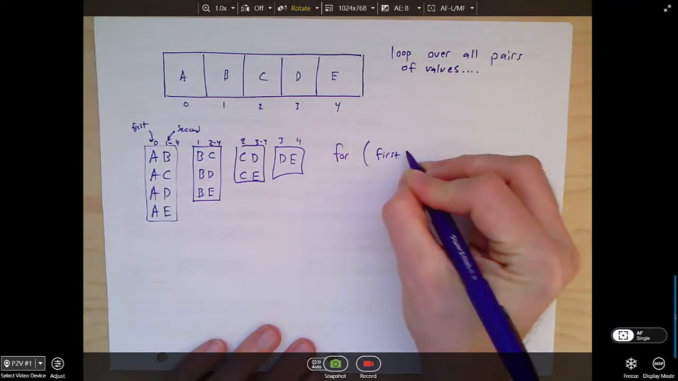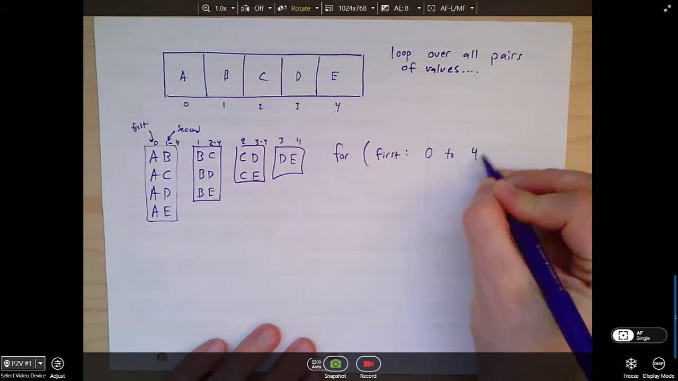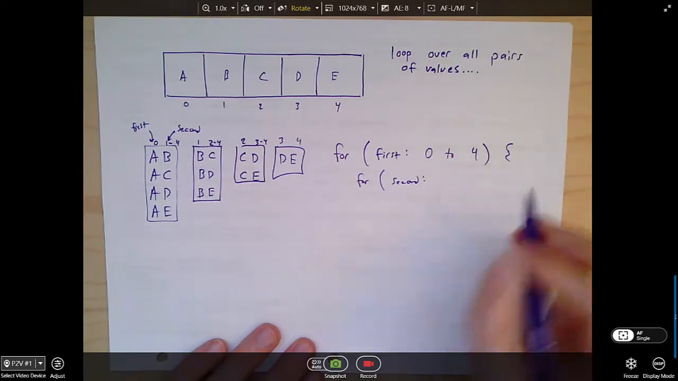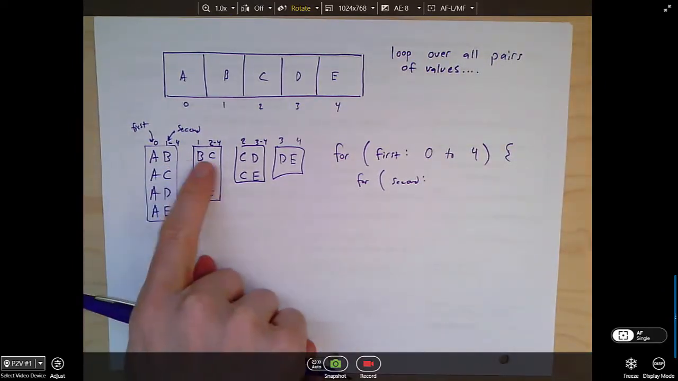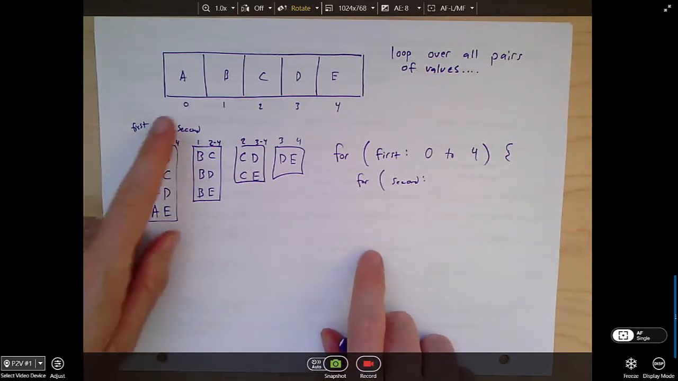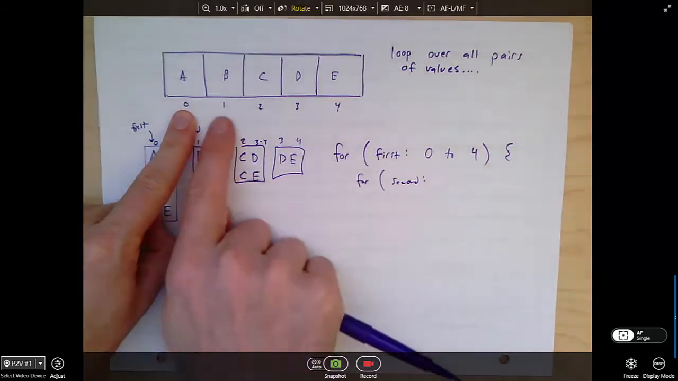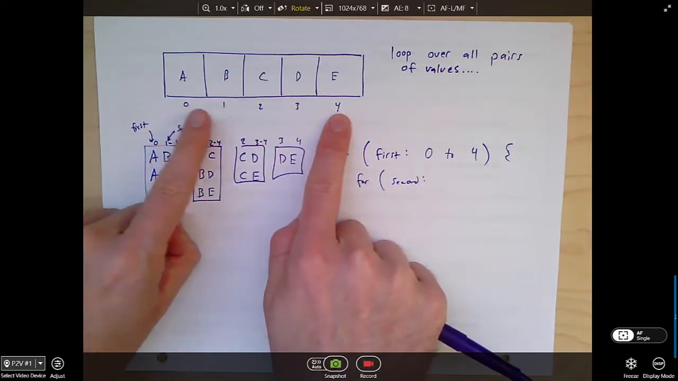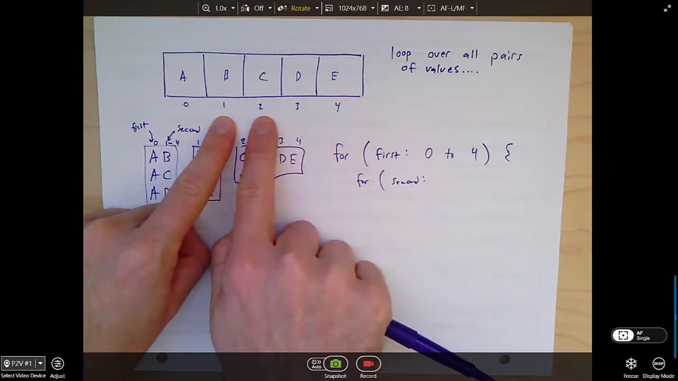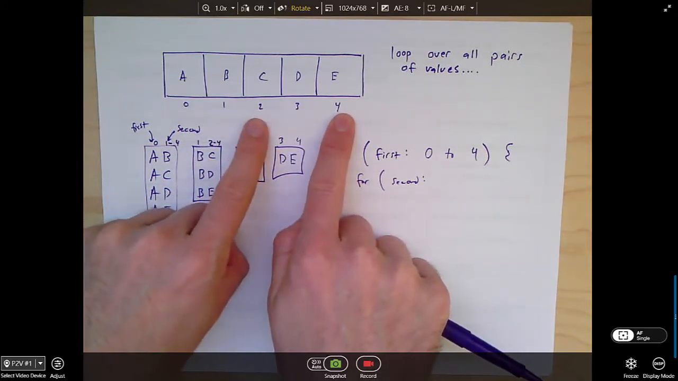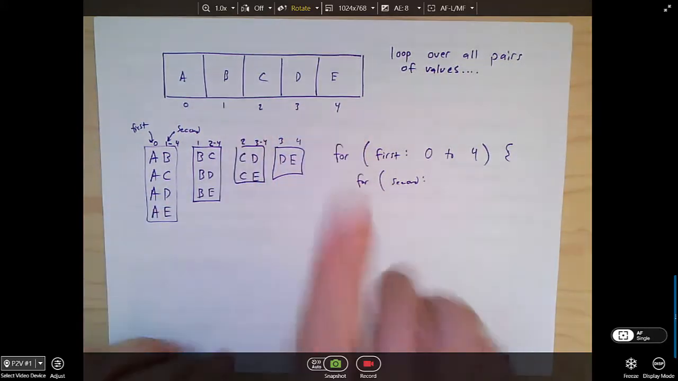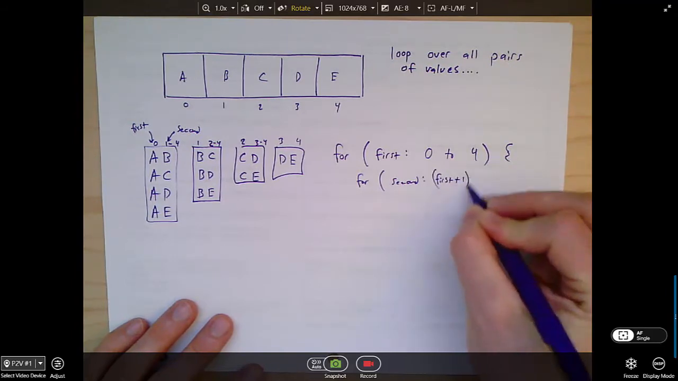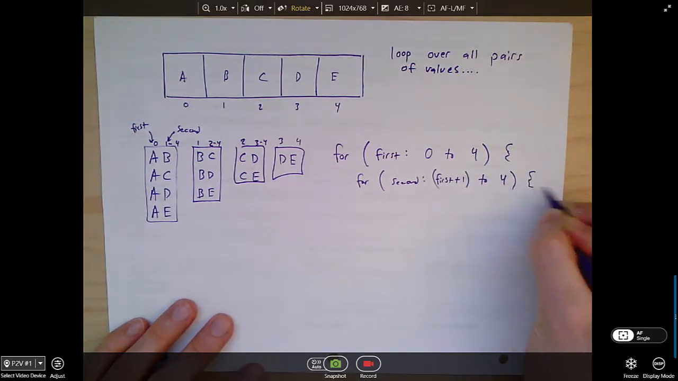So my first index is going from 0 to 4, and then my second index is always starting at 1 larger than my first index, which makes sense because when I was trying to pair A with everything, I wanted to start with the very next one, with B, so I visited those. Then my first index went up by 1, and my second index reset here, and I visited those. And my first index went up by 1, and my second index reset, and I visited those. So my second index always starts at my first index plus 1, and it ranges up to the end of the array again.